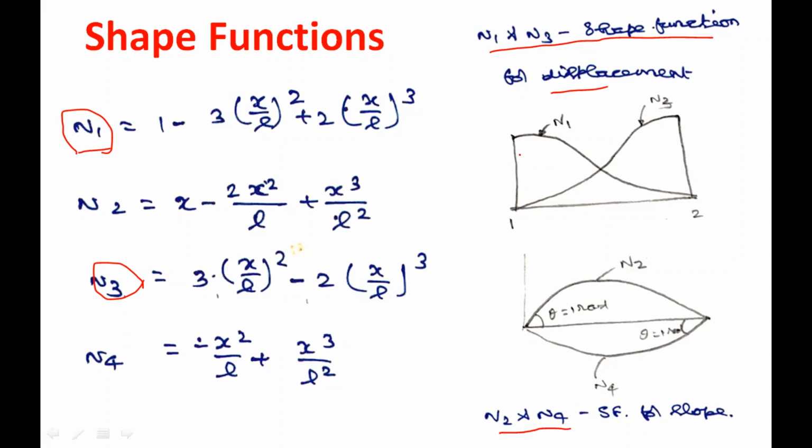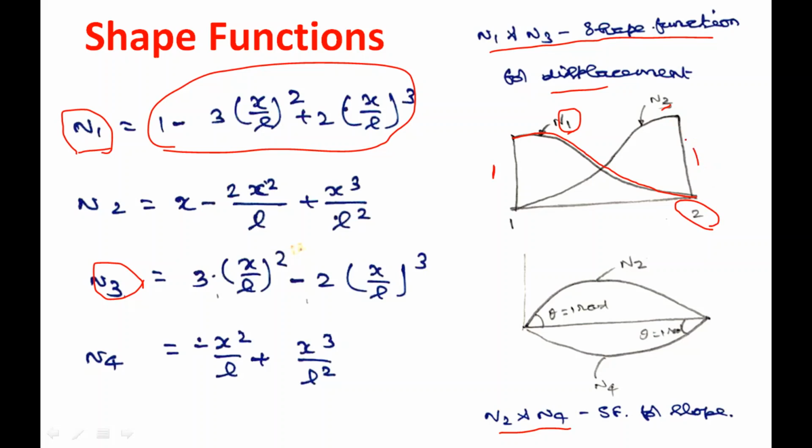We know the properties of the shape function. On its own node, the shape function will take a value of 1. So n1 will take a value of 1 at node 1, and at the other node it will be 0. Node 2 will be 0, but if you see the variation of n1, it is a non-linear variation, because the shape function is a third order polynomial. Similarly n3: at node 2 it will take a value of 1 and it will vary non-linearly. At node 1 it will be 0.